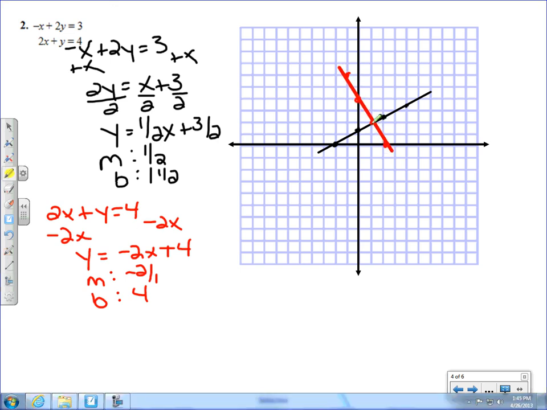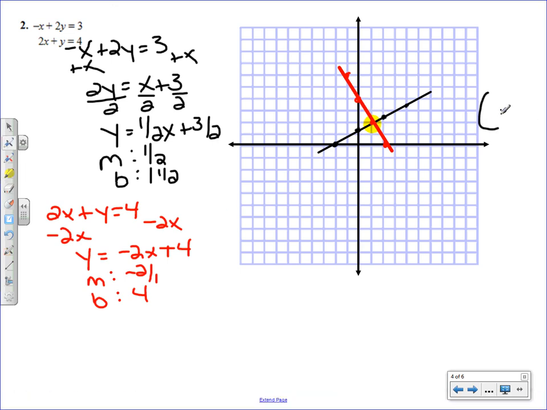Using a highlighter, it appears they intersect right there. That value, x is 1, y is 2. So the solution to this system of linear equations is 1, 2.